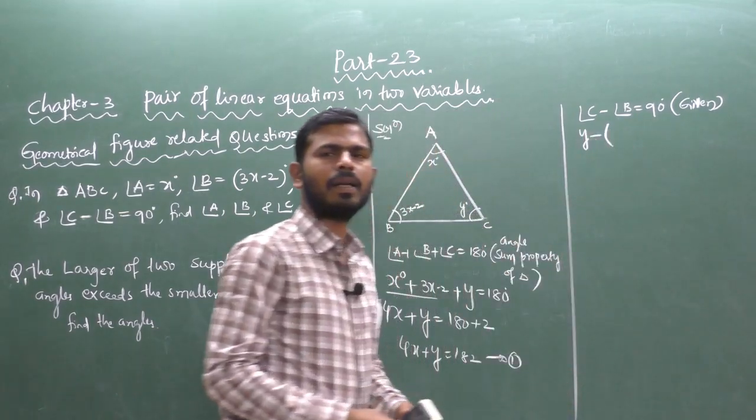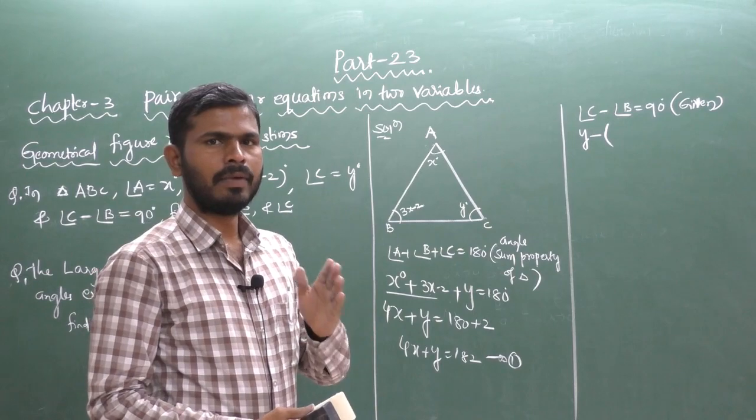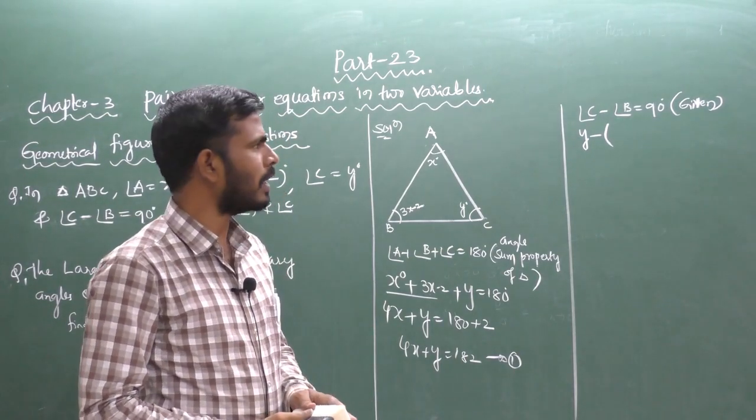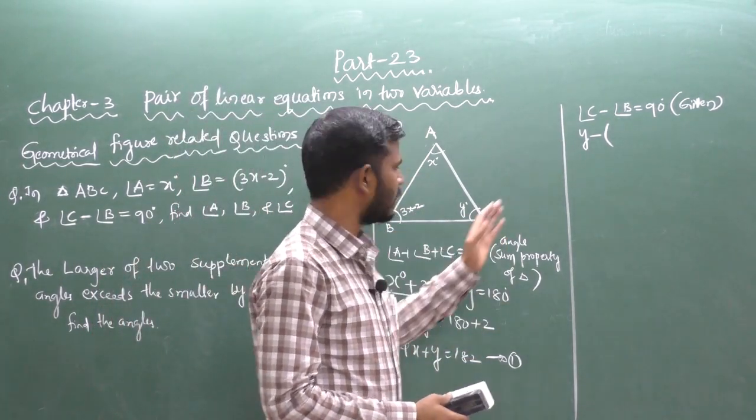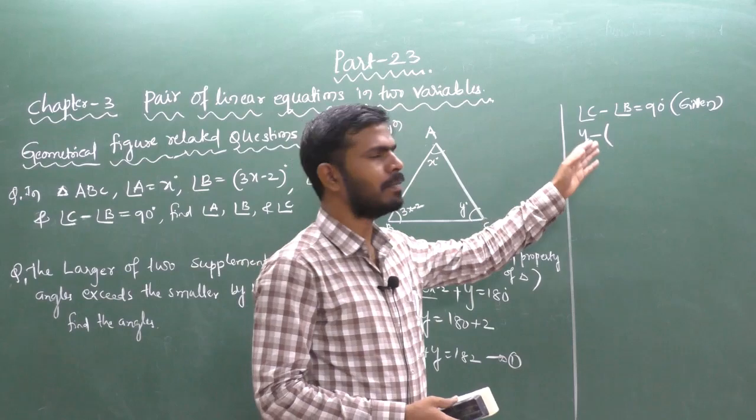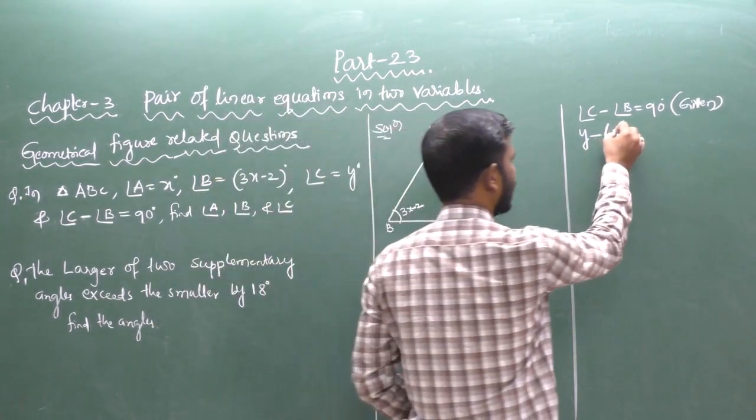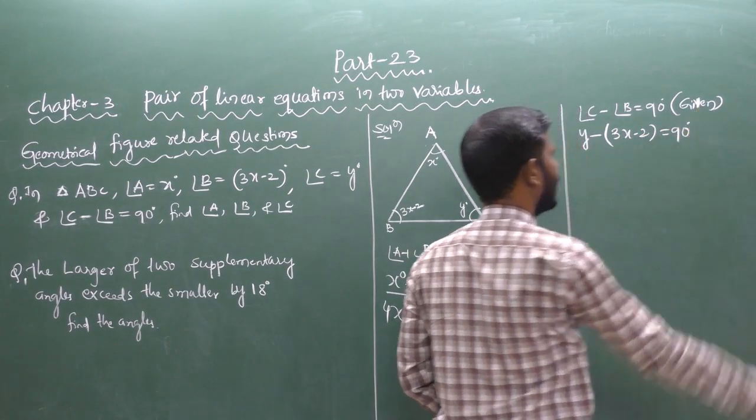Minus is given means always you have to write in bracket, because suppose you have to simplify the bracket, the value or sign will change with respect to the number or variable. So that's why I have to write in bracket. So C means that is y degree minus B, as angle B is given here as 3x minus 2. So you have to write here (3x minus 2) equal to 90 degree.